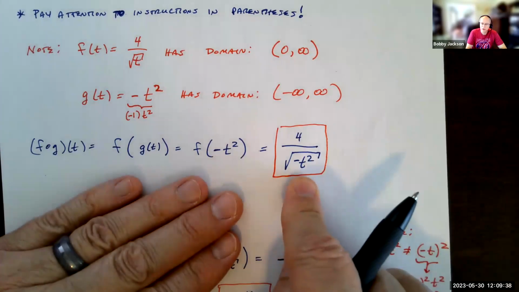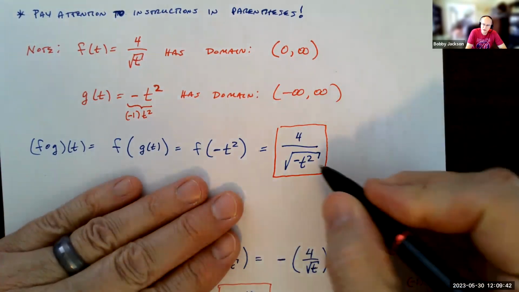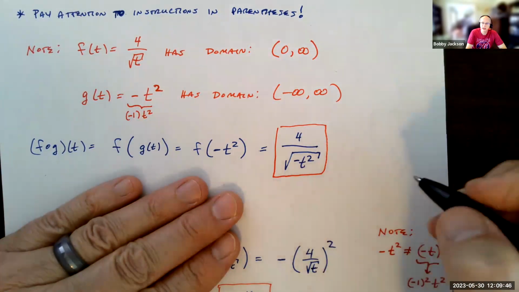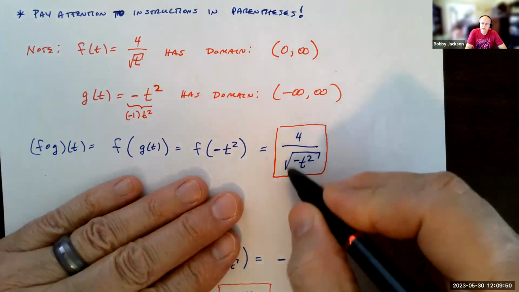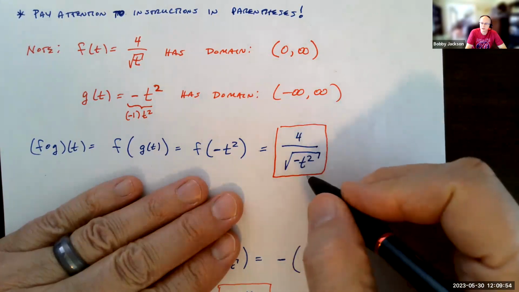Now, this is a little interesting expression. You've got to be careful. Some students will say, well, I can just simplify because the square root of negative t squared is just t or negative t or something like that. Well, that's not correct. Okay, this is the simplest you can get this expression. There is a problem with this expression.